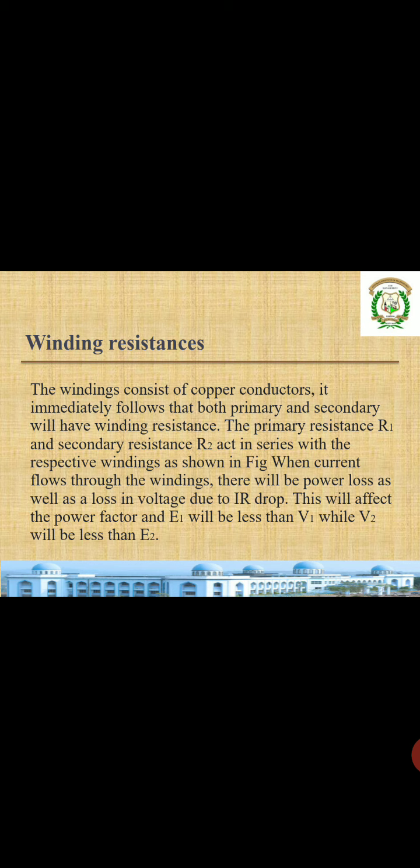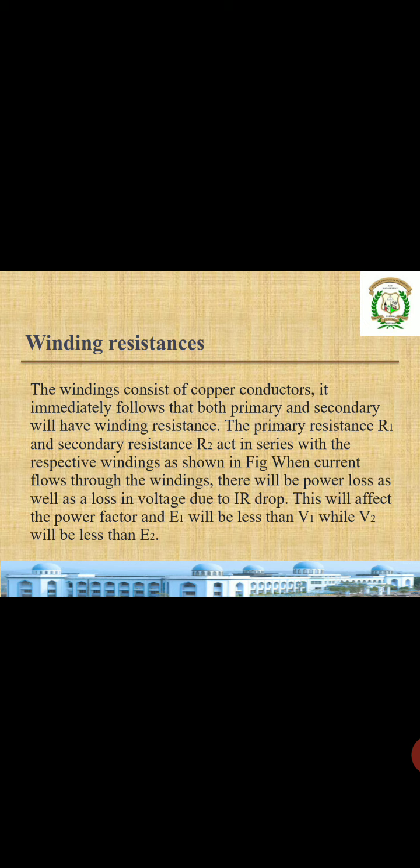Why is this resistance considered? See, the winding consists of copper conductors. It immediately follows that both primary and secondary will have winding resistance. Primary resistance R1 and secondary resistance R2 act in series with the respective winding as shown in the previous figure. When current flows through the winding, there will be power loss as well as loss in the voltage due to the IR drops. This will affect the power factor and E1 will be less than V1 and V2 will be less than E2.